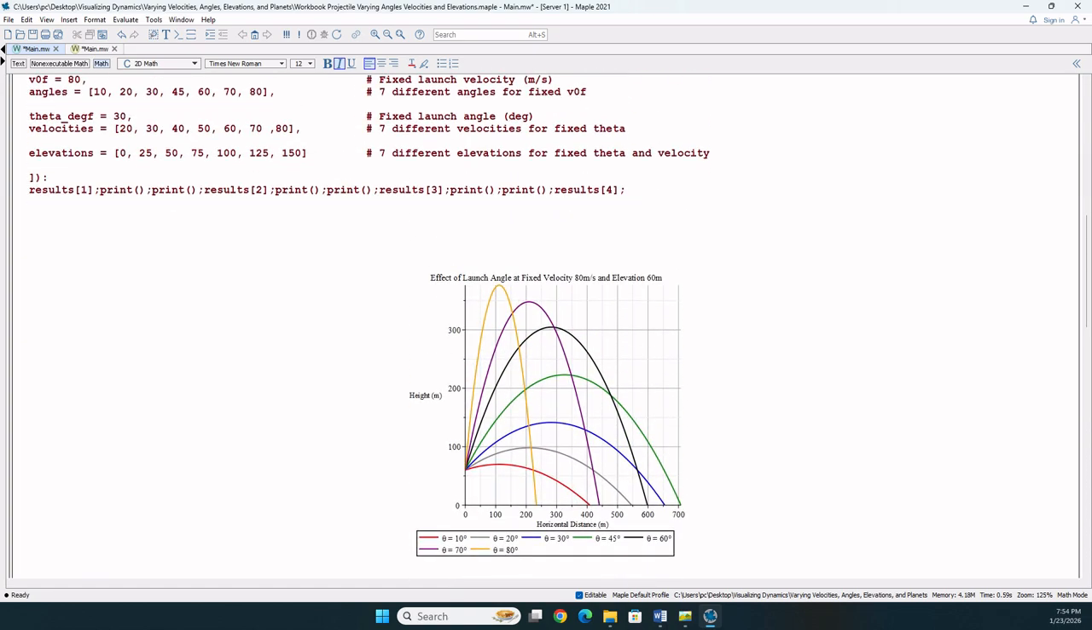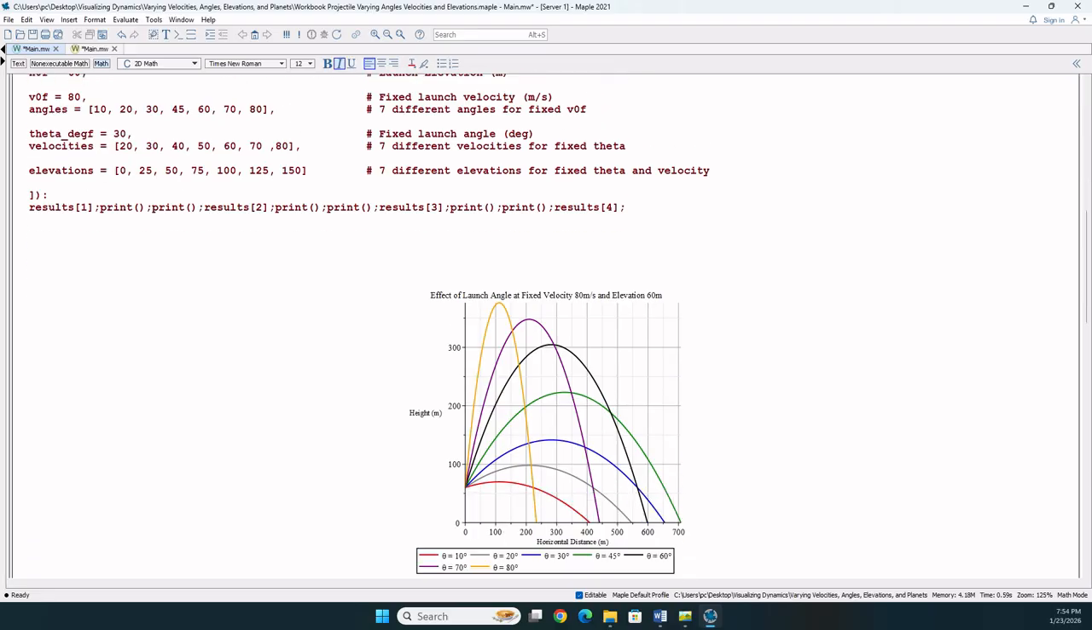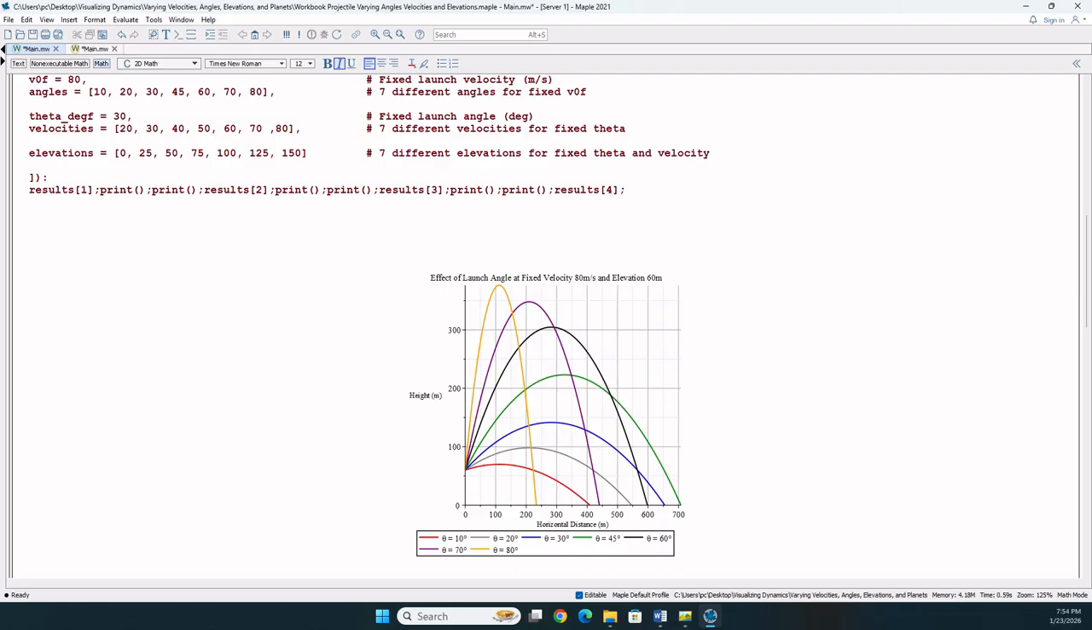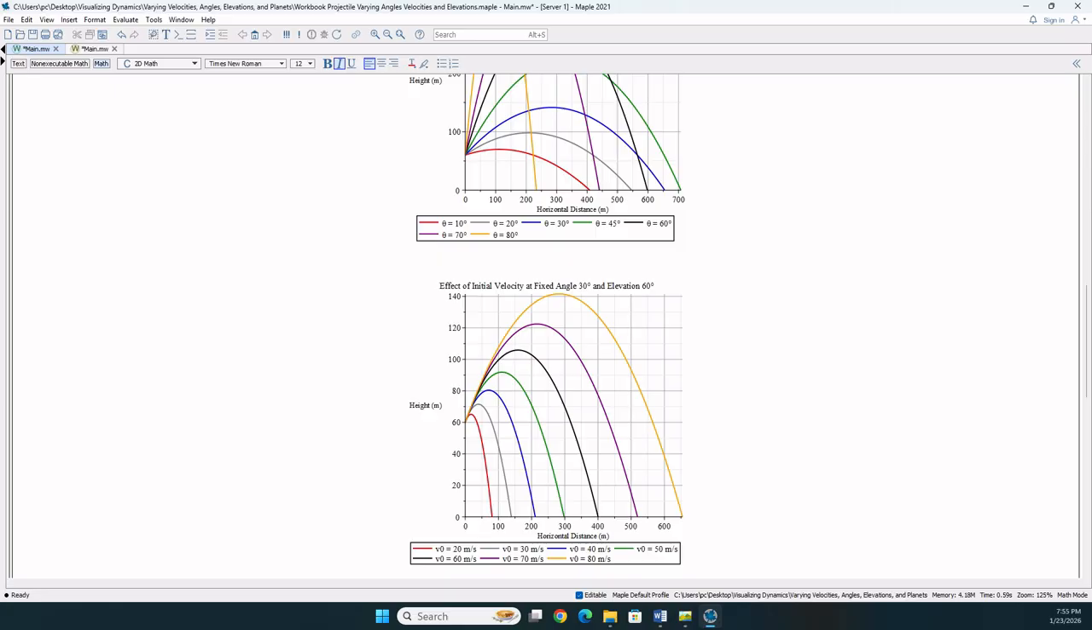In the first figure here, we are studying the effect of launch angle at fixed velocity and elevation. You can see here that the fixed velocity is 80 meters per second and the elevation is 60 meters, which are the values that were entered by the user. And then Maple runs the simulation and produces the projectile trajectories at different angles: 10, 20, 30, 45, 60, 70, and 80 degrees.